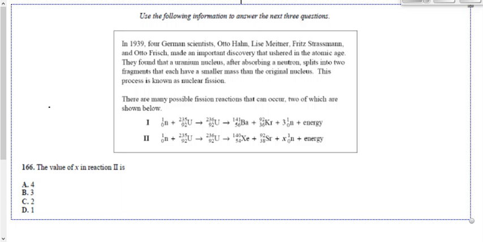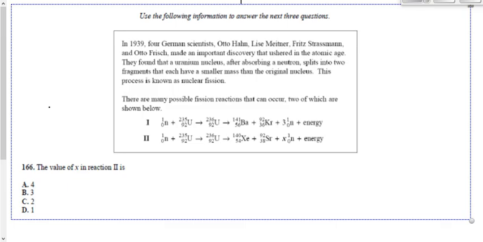1939, 4 German scientists, Otto Hahn, Lise Meitner, Fritz Strassmann, and Otto Frisch made an important discovery that ushered in the atomic age. They found that uranium, after absorbing a neutron, splits into 2 fragments that each have a smaller mass than the original nucleus. This process became known as nuclear fission. All right, they didn't tell me anything that I either didn't know already or that I needed to know there.